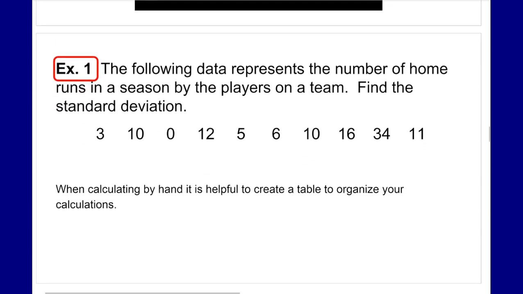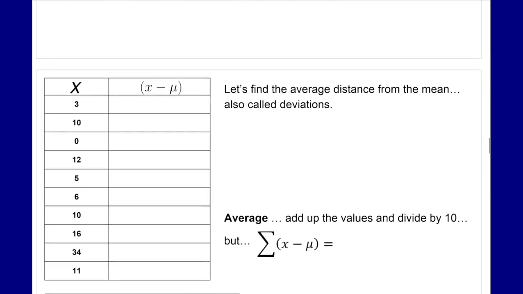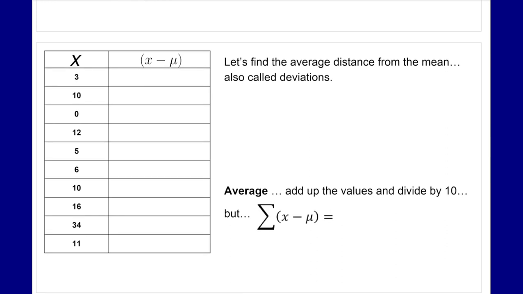So first, the first example: the following data represents the number of home runs in a season by players on a team, and we want to find the standard deviation. When calculating by hand, it does help to create a table to organize our calculations. The calculations aren't difficult, but they are tedious. So what we want to do first is find the average distance from the mean, from each data point. For each data point, we want to find out how far it is from the mean. So the first thing we need to do is calculate the mean.